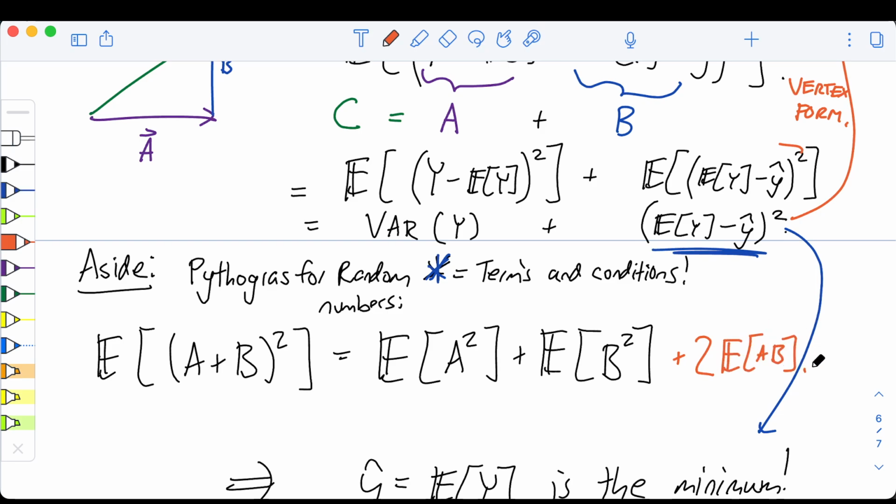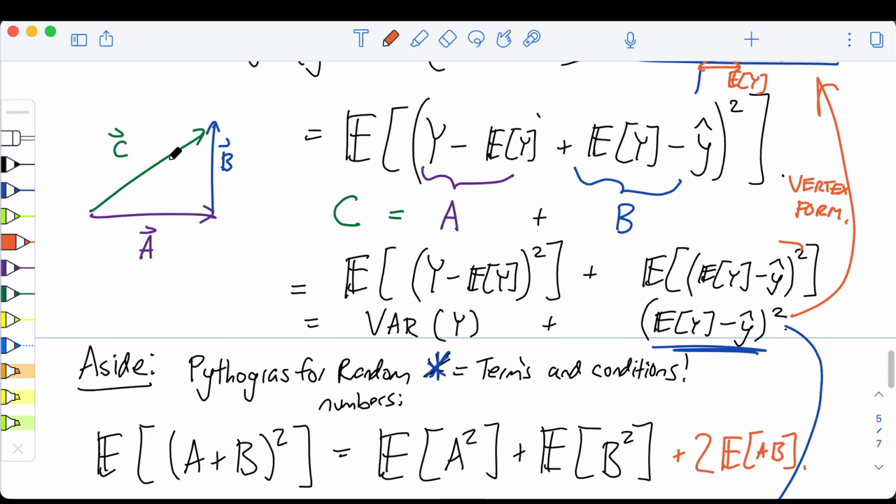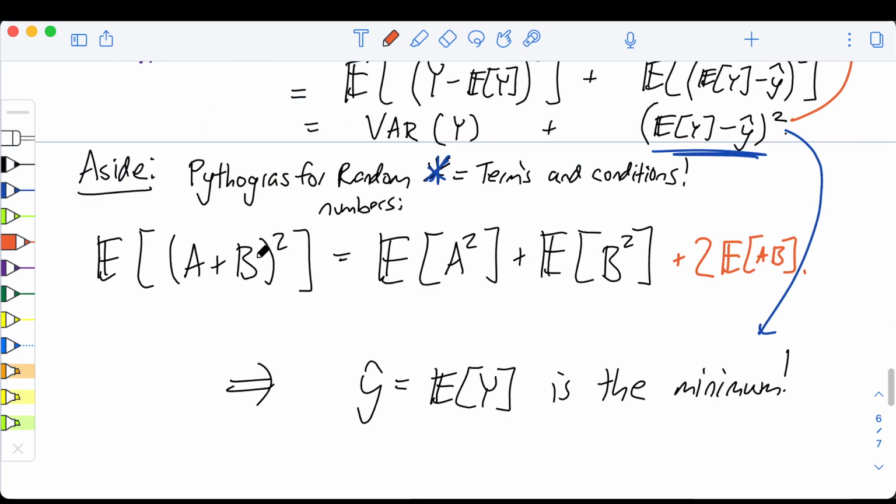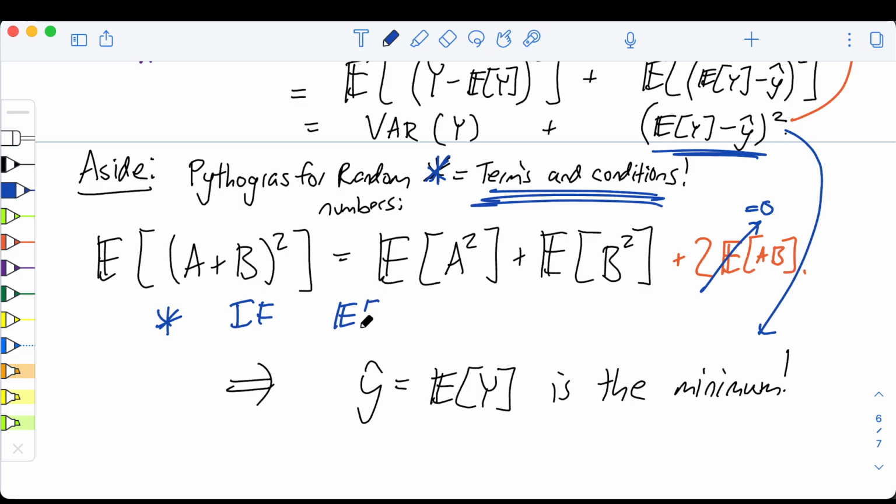So if you really want to do (a+b)², you need to add on 2ab. When does Pythagoras hold? Well, for triangles, Pythagoras holds when they're at 90 degrees to each other. And for random variables, it holds. So the terms and conditions, these are the terms and conditions that I promised last time. I'm going to say this equals 0. And then the terms and conditions are if the expected value of a times b equals 0.